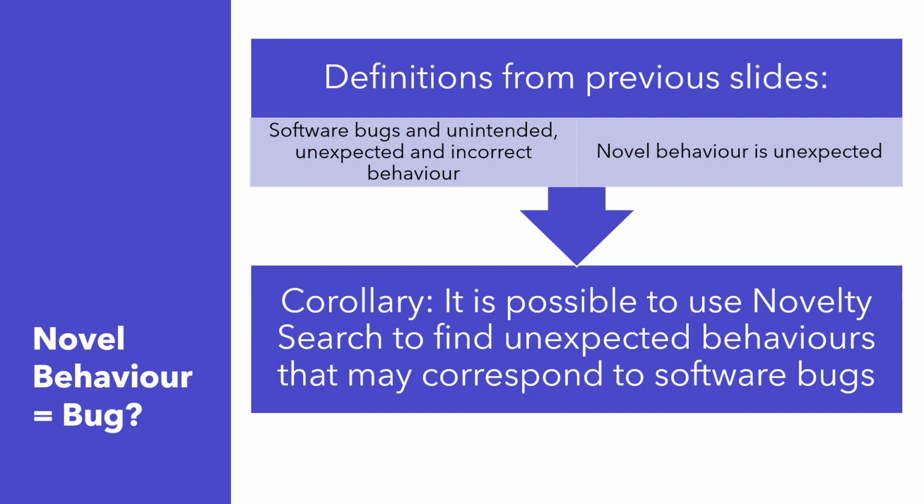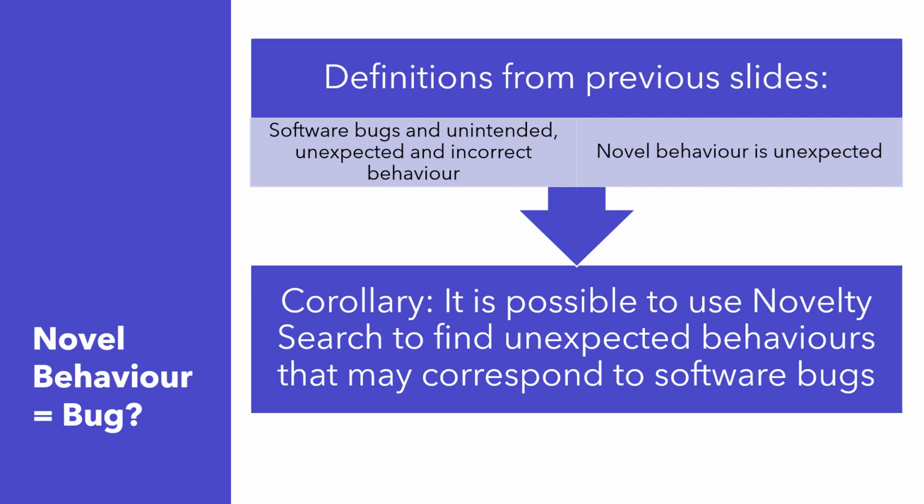Now that novelty search and debugging have been introduced, I can get back to the research. The initial idea for the research came from two definitions. Firstly, that software bugs are unintended, unexpected, and incorrect behavior that substantial effort is put into finding and removing. And secondly, that novel behavior, of the type that novelty search seeks to find, includes unexpected behavior.